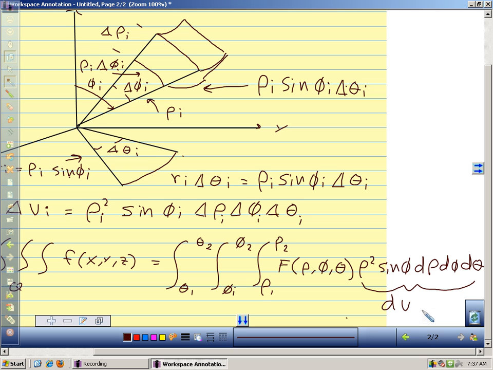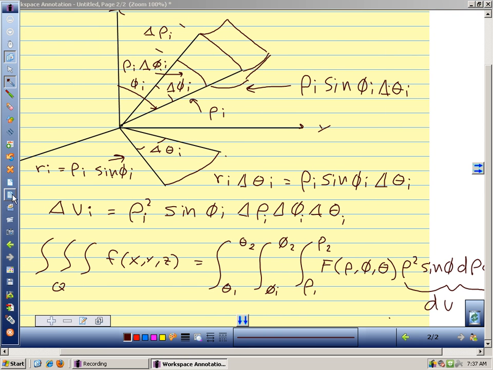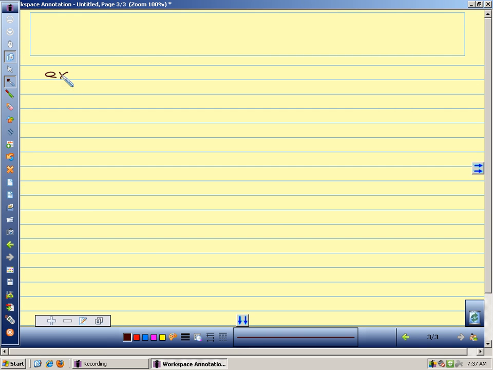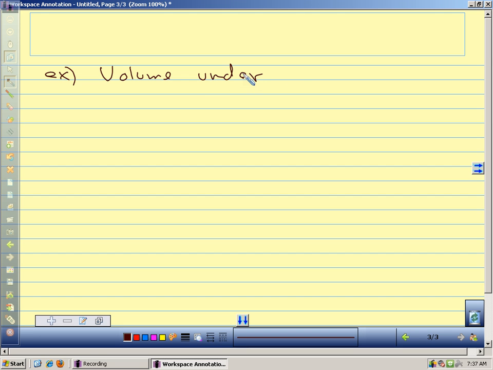We're going to redo the example we did yesterday using spherical coordinates. So our example yesterday was the volume under x squared plus y squared plus z squared equals 4, and above z squared equals x squared plus y squared. So we did this one with cylindrical coordinates yesterday.